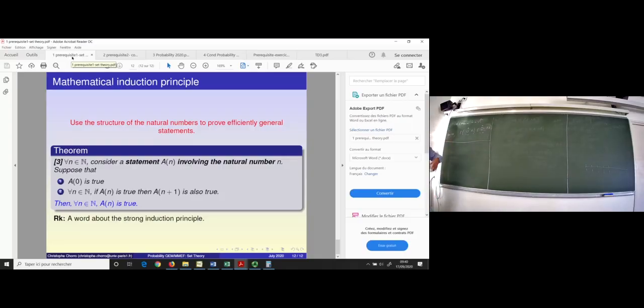So it's the first one, so I will write it very correctly as you have to do in an exam, for example. So I initialize the reasoning, that is to prove what happens for n equal to 0.